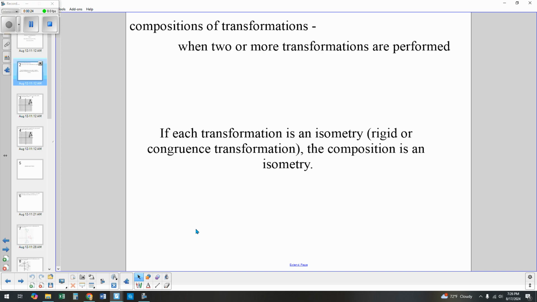So that means if you did a rotation, the first picture would be congruent to the second, and then if you then translated that new picture, that would also make a congruent picture, so the first and third pictures would be congruent as well.